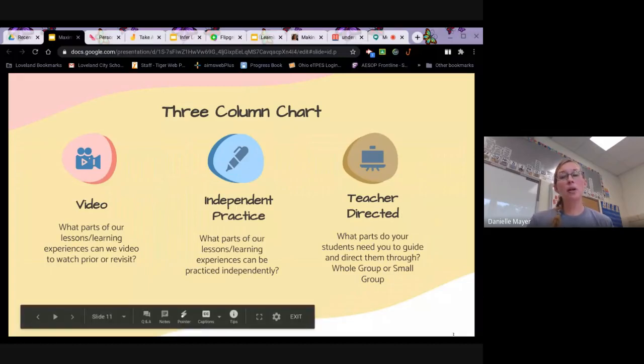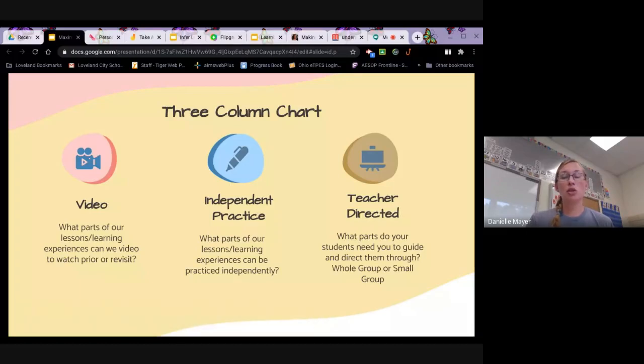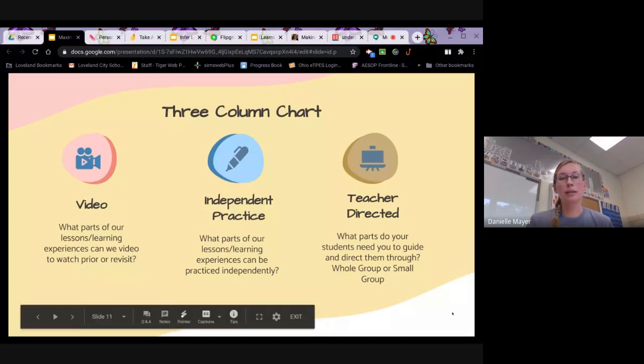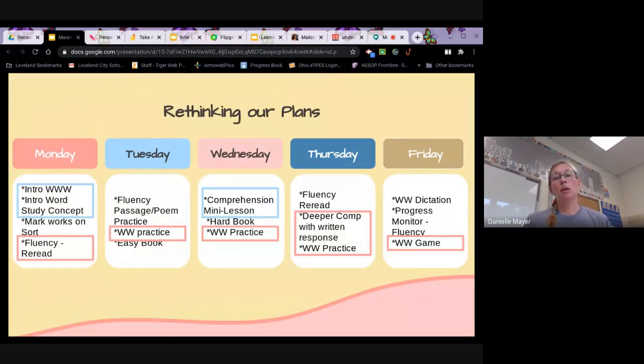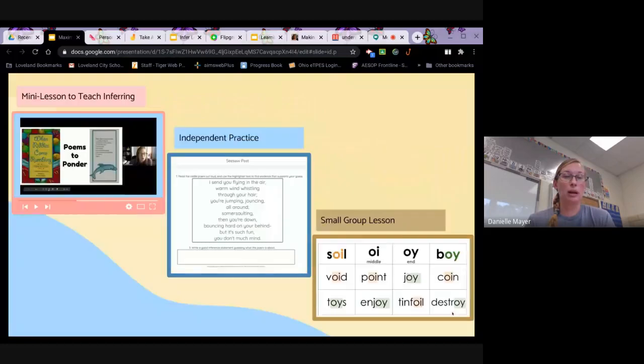And then the final column is going to be what part of our teaching do the students need guided through, or do they need me to directly teach them? And that could be whole group or small group, but what parts do they definitely need you for? So you can pause now and go ahead and write these things out. When we look at my plan, you're going to notice that I have sections for each of the 3, and I'm just going to show you how that ended up working in the spring.